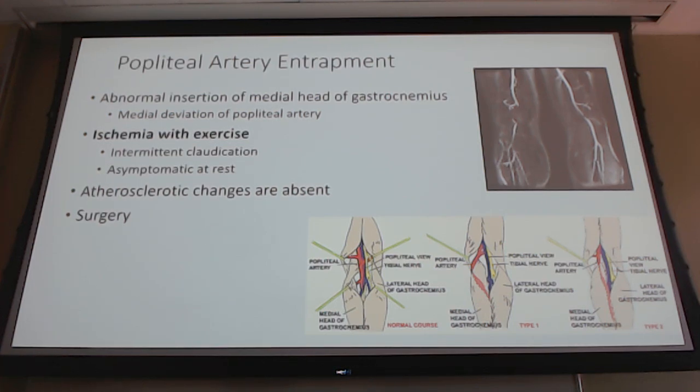Normally it's a medial deviation of that popliteal artery. They get ischemic with exercise. You'll have that intermittent claudication, asymptomatic at rest. The biggest thing is there's no other atherosclerotic type changes. Okay? Most of the time we just do surgery. We remove and move over that gastroc head. Okay? This may actually be ortho that does this, which is probably why I don't see it very often. But yeah, we normally just change the variant and it heals pretty well.